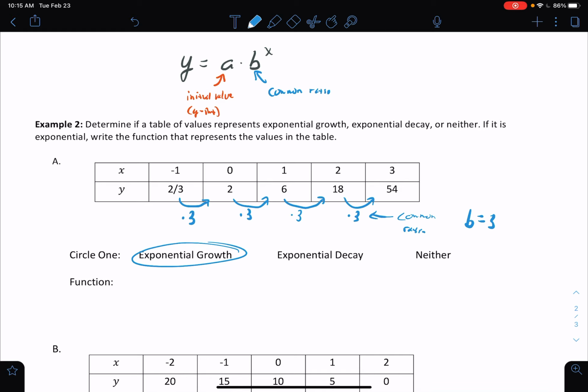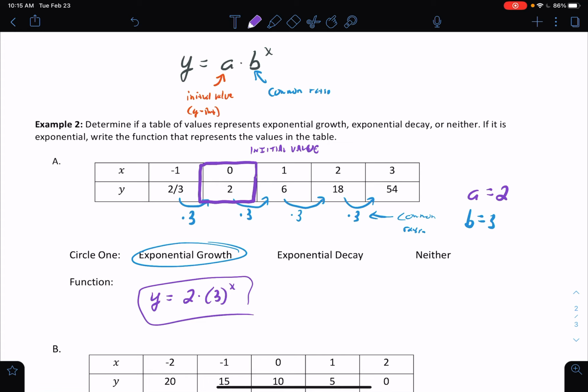So if we want to write the function, we not only need that common ratio, we also need the initial value. Remember, the initial value is what happens if you plug in 0 for x. So this right here is the initial value. So the b value is 3, the a value is 2. So our function here is y equals 2 times 3 to the x. That is our exponential function there.